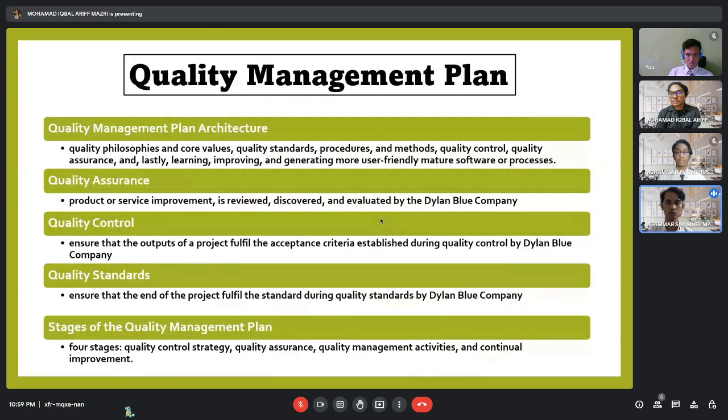So moving on to the quality management plan. Here we have the quality management plan architecture, where quality philosophies, core values, quality standard procedures, methods, control, assurance, and learning improving generate a more user-friendly, mature software or processes. Then we have the quality assurance, where we see the product or service improvement to be reviewed, discovered, and evaluated by the Dylan Blue company.